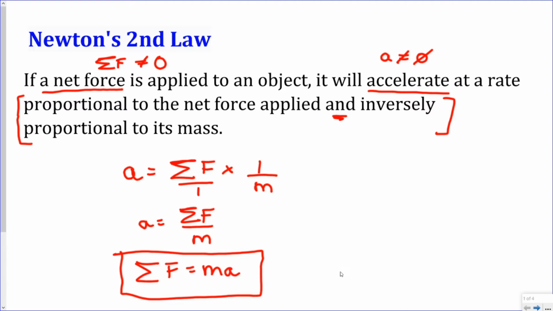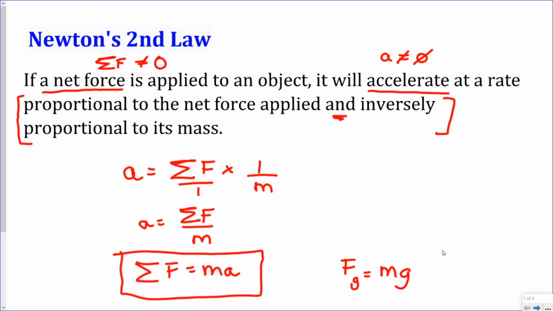This should look very familiar to something we were using before, which was Fg equals m times g. This was just a version of Newton's second law. The force of gravity is equal to mass times acceleration due to gravity. This was just a very specific example of Newton's second law. The big thing to look at here is that the object is going to accelerate. If all the forces are not balanced, we're going to have an accelerating object.